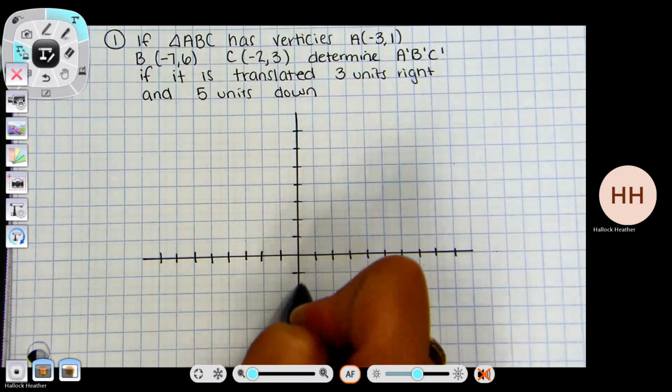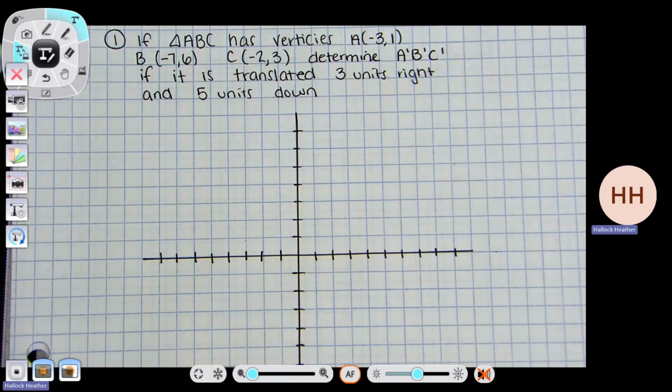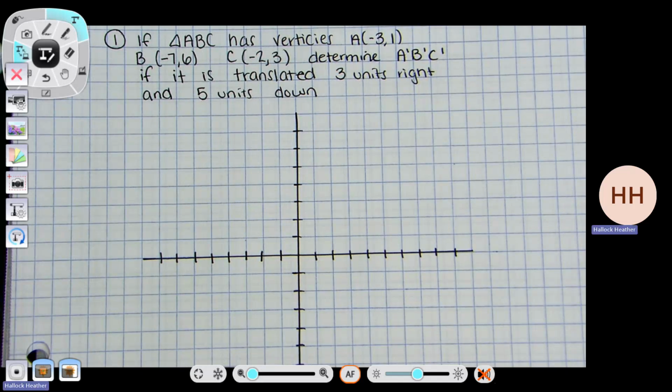What? What's wrong? Oh, I thought there was a problem. It's just the title, 4.1 translations.